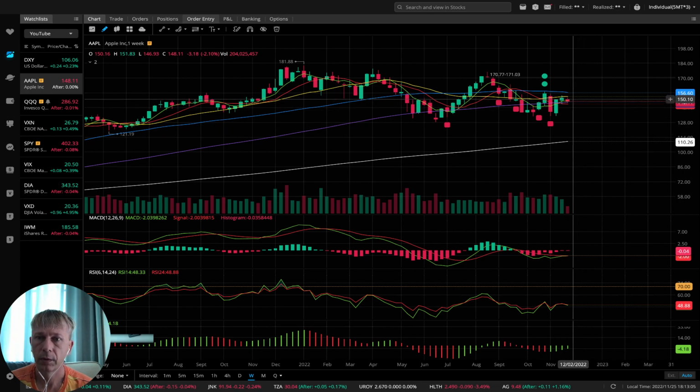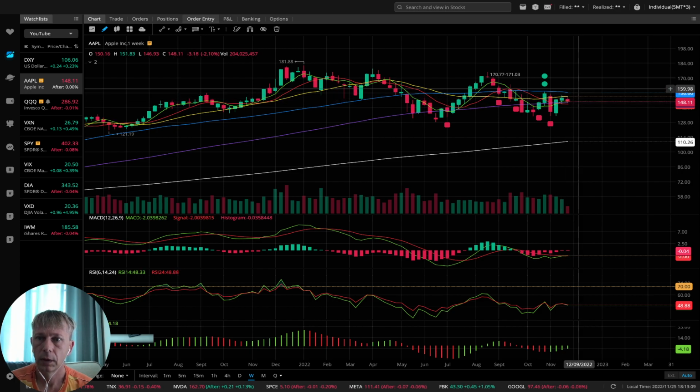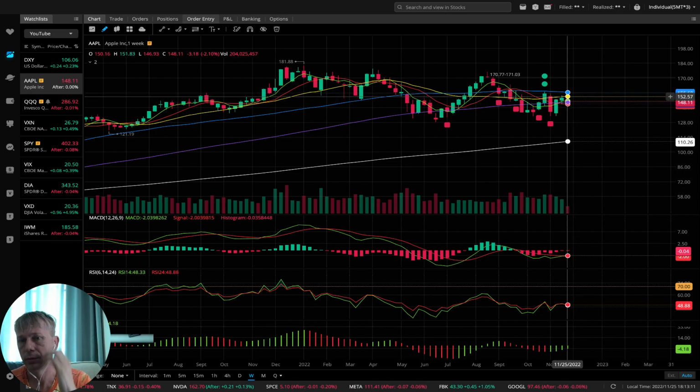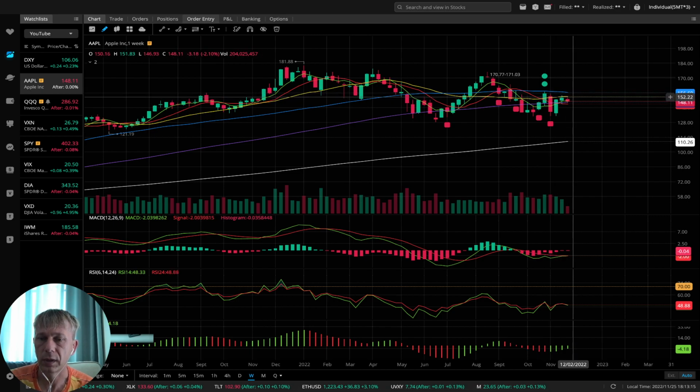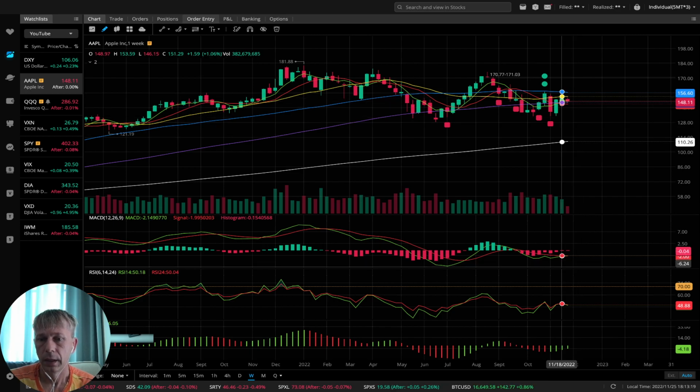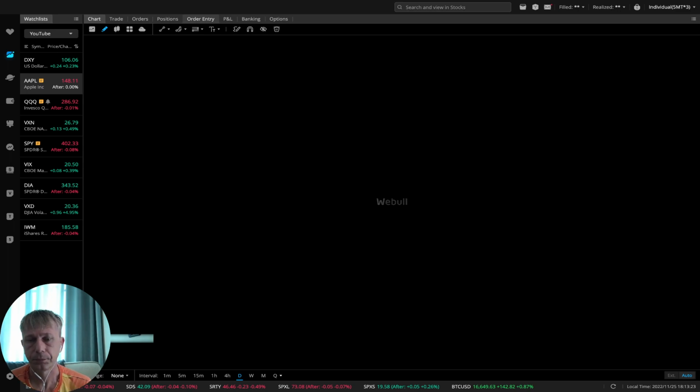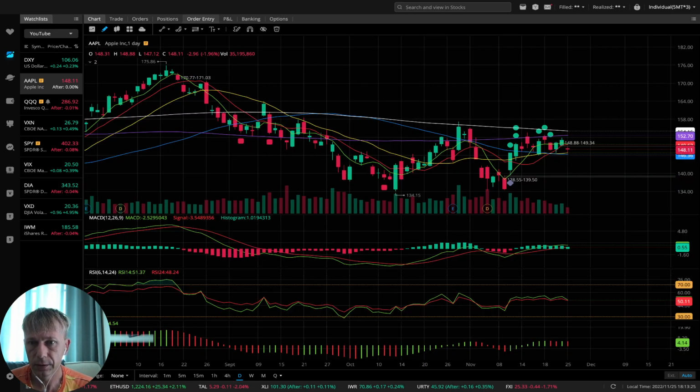Still, MA5 did bullish crossover. It touched MA20 and kind of sits below MA20 for last several weeks, four weeks. Ready for bullish. Let's check daily. Daily, it's already bullish, right?